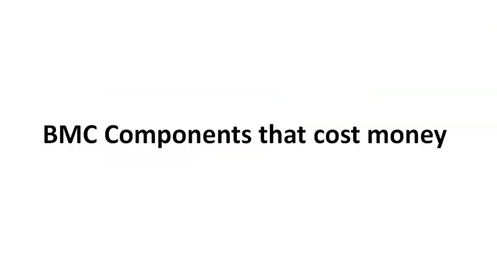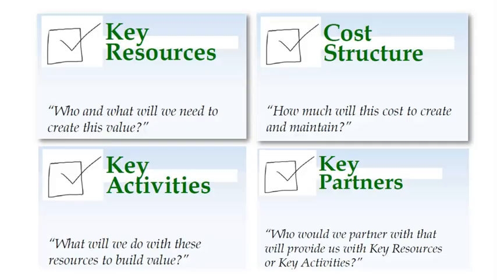The third category of BMC components is the components that cost money. There are key resources, that means who and what will we need to create this value. Second, cost structure, how much will this cost to create and maintain. Third, key activities, what will we do with these resources to build value. Fourth, key partners, who would we partner with that will provide us with key resources or key activities.